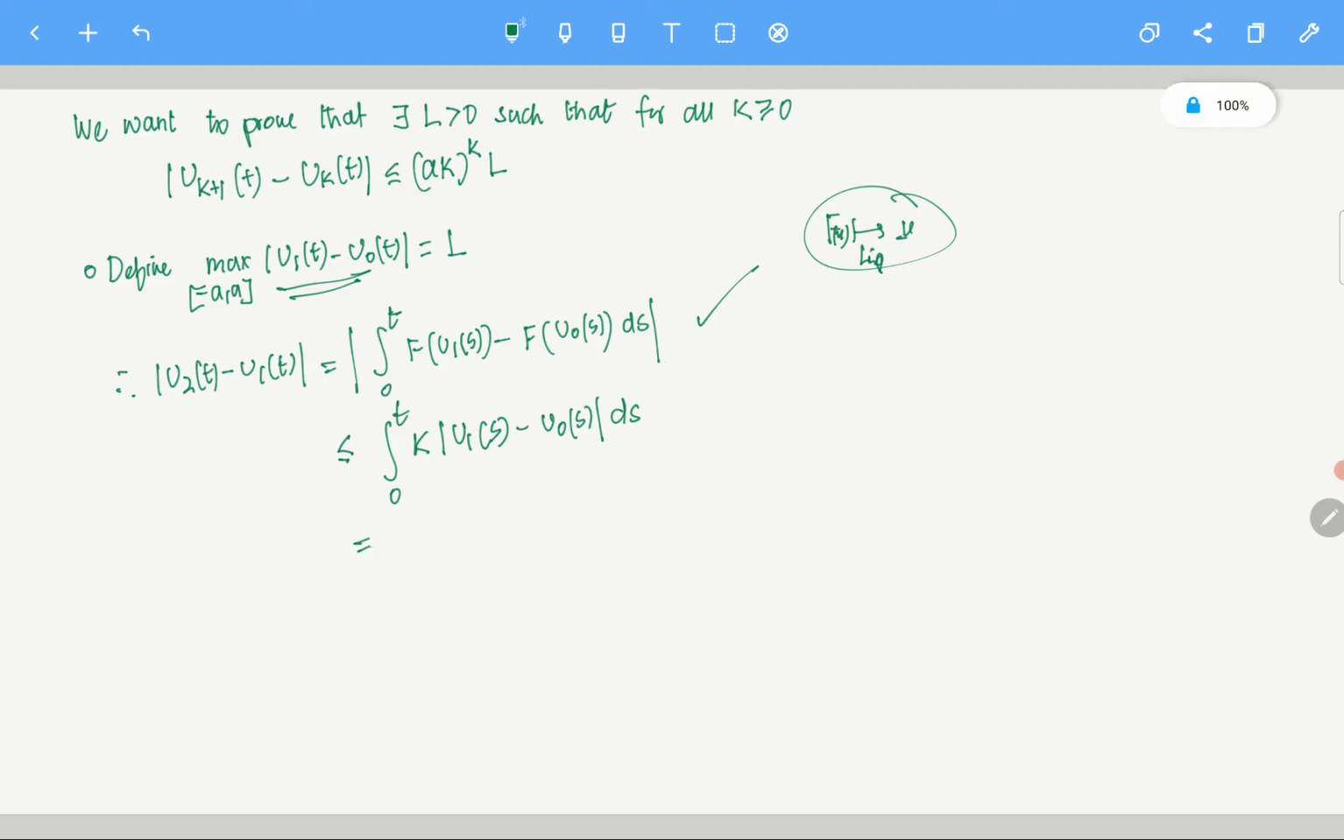Now if you just calculate it, the maximum of this is L. So this is essentially a capital K L. Why? Because the maximum of |t| is less than or equal to L. Right.